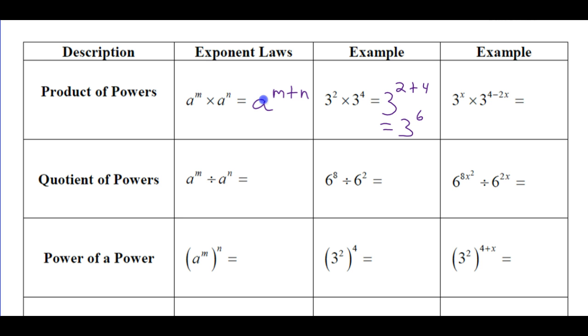And if we generalize that even further, get into some algebraic stuff, 3 to the x times 3 to the 4 minus 2x is 3 to the x plus 4 minus 2x. Now, anytime you get a binomial up here, put it in brackets, okay? And then remove the signs. In this case, a plus sign, nothing really changes. So it's 3 to the x plus 4 minus 2x, which is 3 to the negative x plus 4. Okay, just adding x minus 2x gives you negative x, then plus 4. Okay, so that's product of powers.